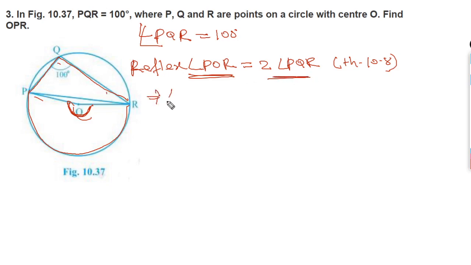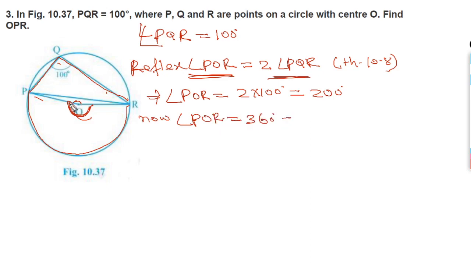Now implies reflex angle POR is equal to 2 into PQR, 2 into 100 degree, which is equal to 200 degree. Now we have got this reflex angle. Now we can find angle POR. We have found reflex POR. Now angle POR is equal to 360 degree minus reflex POR, that is 200 degree, which is equal to 160 degree.